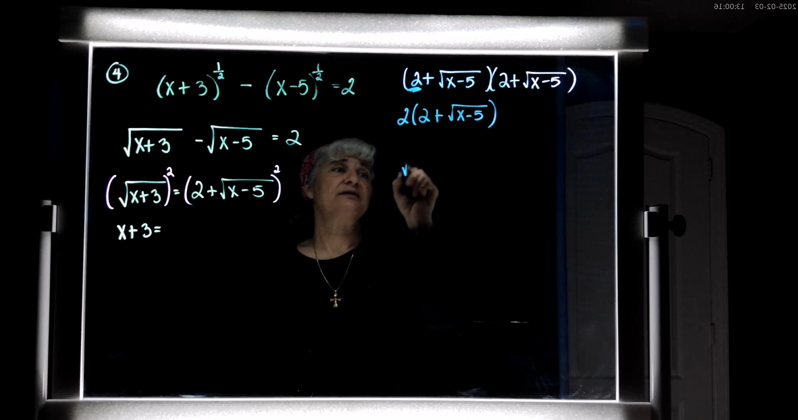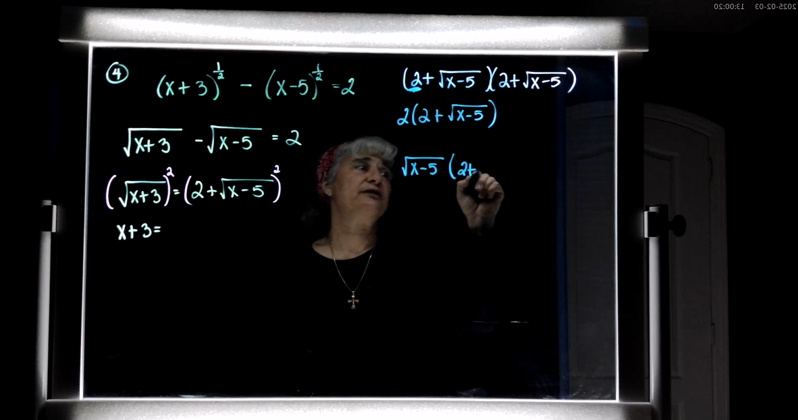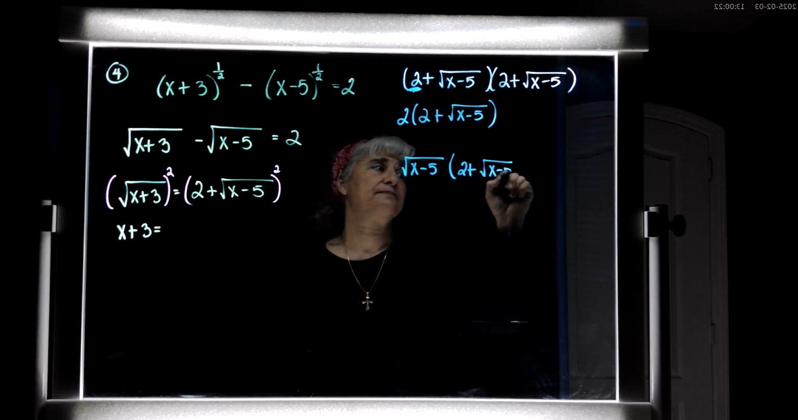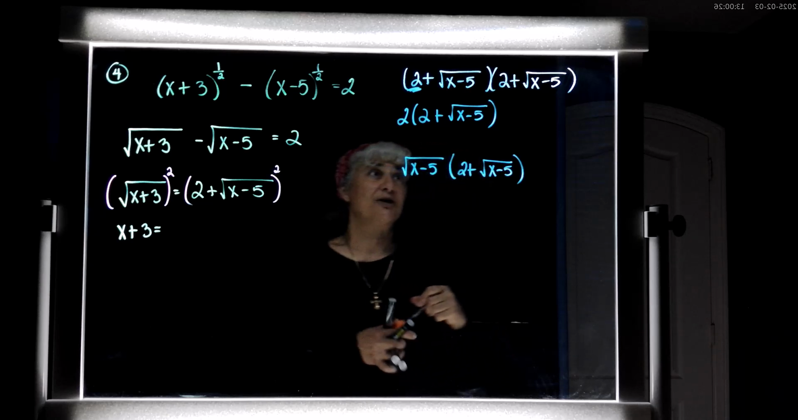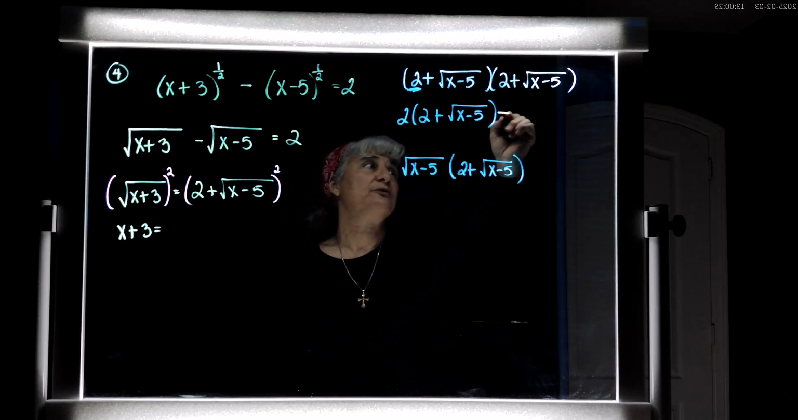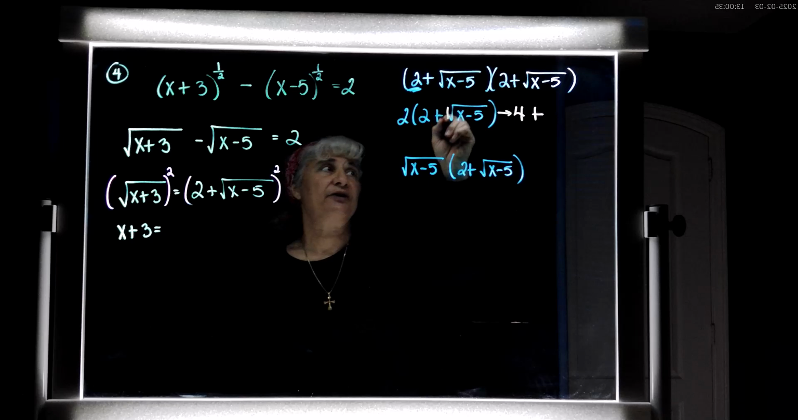But so is this square root of x minus 5 going to be distributed to this parenthesis? Sometimes it's good to look at them as two problems. Okay, so when you distribute, you'll get 4 plus. Now, there's a 1 there, isn't it?